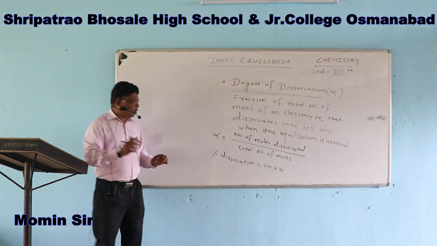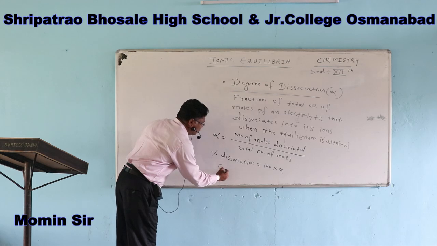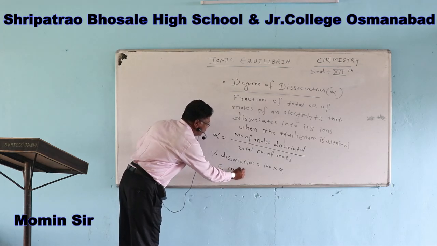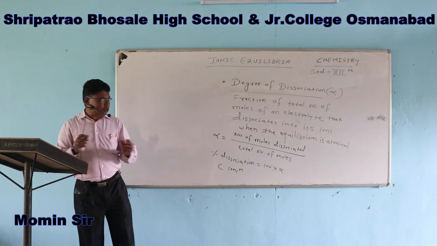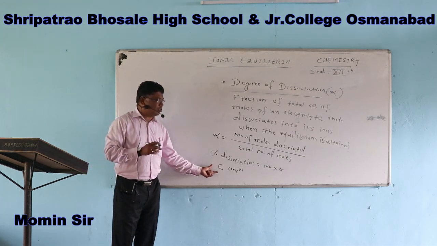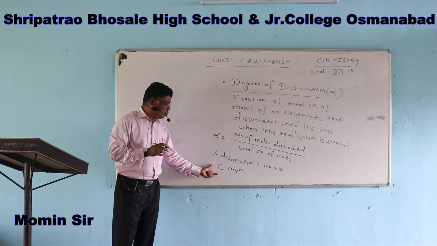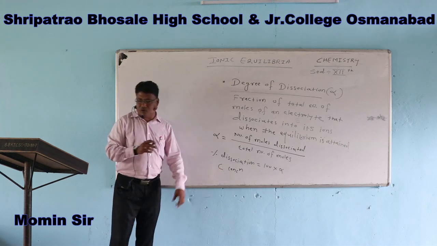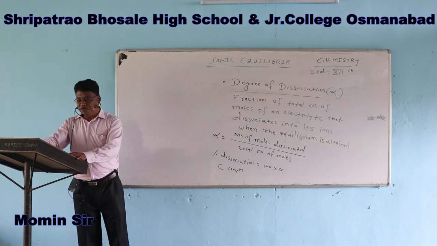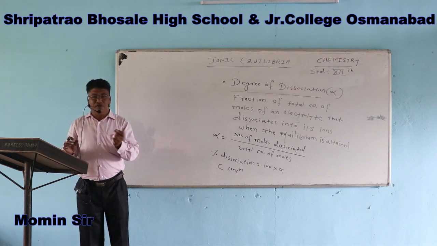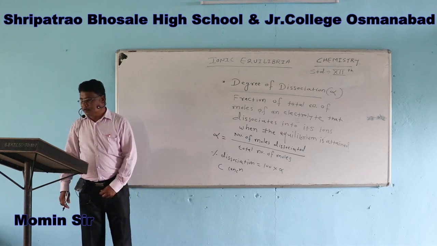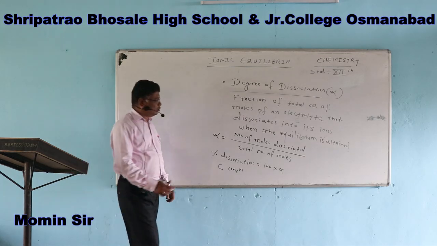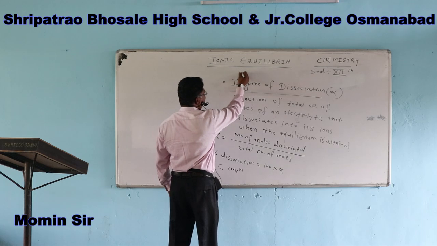You know that if C is the molar concentration expressed in molarity, the equilibrium concentration of cation or anion is alpha into C mole per dm cube.